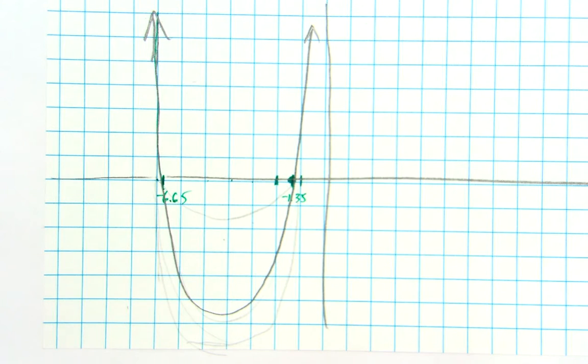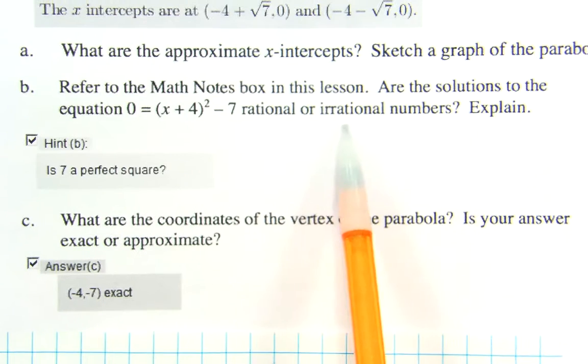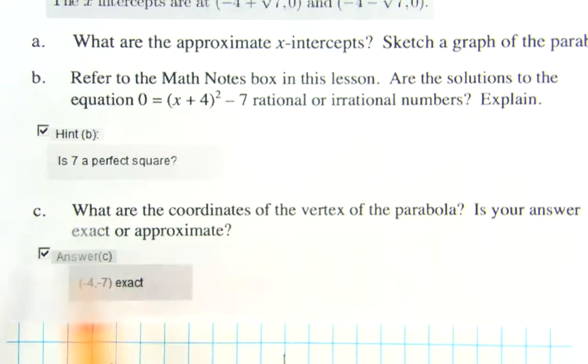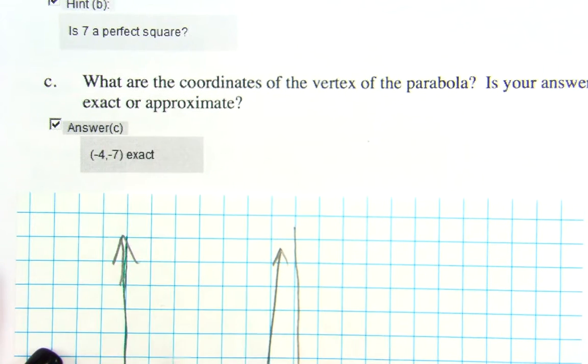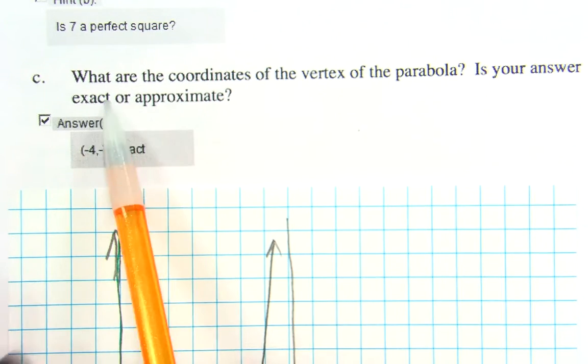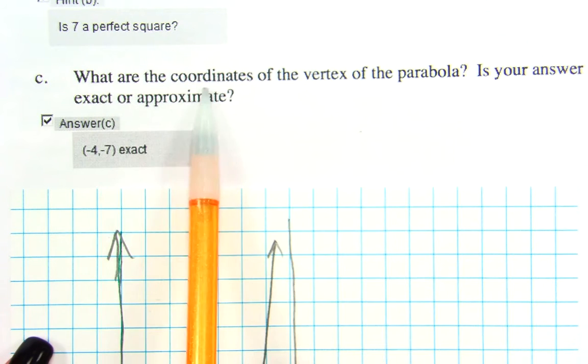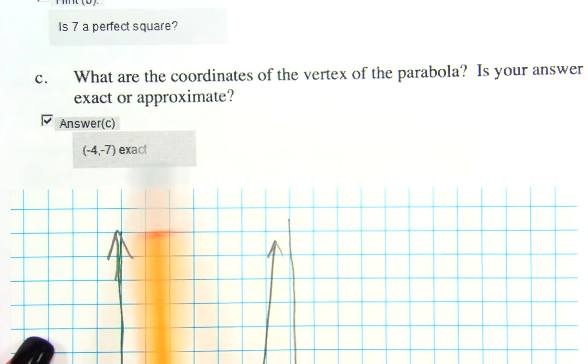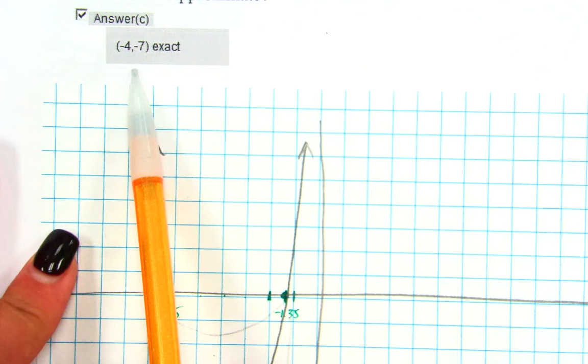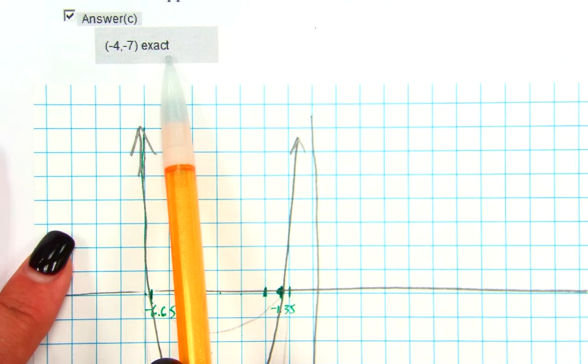Refer to the math list. Are the solutions to the equation rational or irrational? Yes, they're irrational because they're not nice. And then explain. And it says, we just did it. We explained it by showing our work. Square root of 7 is not a perfect square. So what are the coordinates of the vertex of the parabola? Is your answer exact or approximate? So this is the weird part, because it says negative 4, negative 7, and then exact.